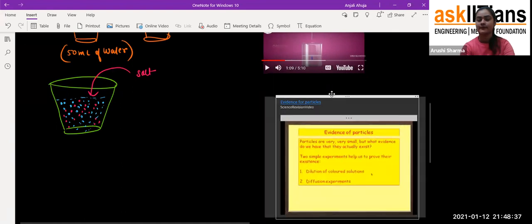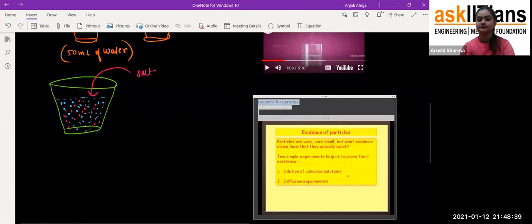The first one is called dilution of coloured solutions. The second one is looking at different diffusion experiments. Let's start with dilution of coloured solutions.